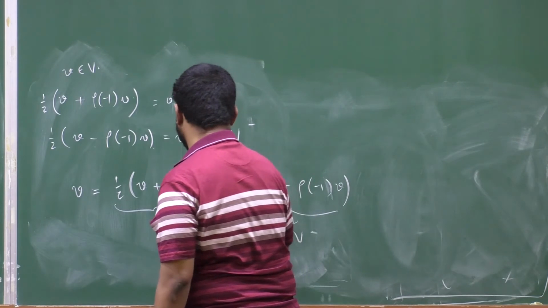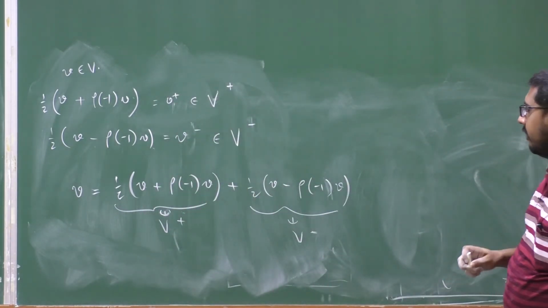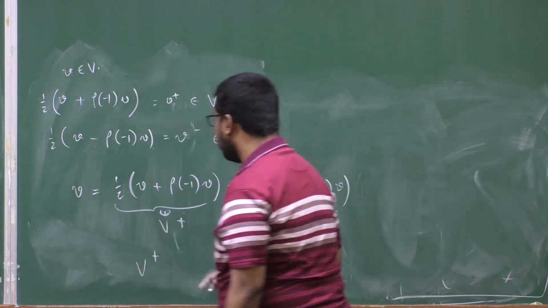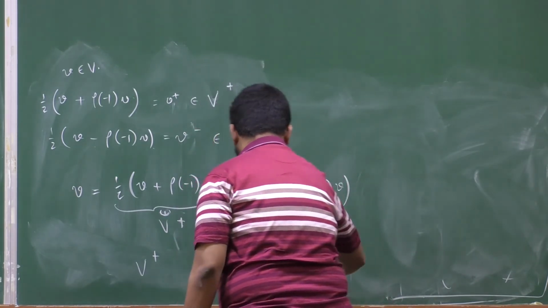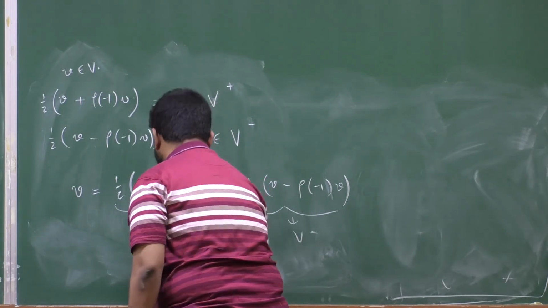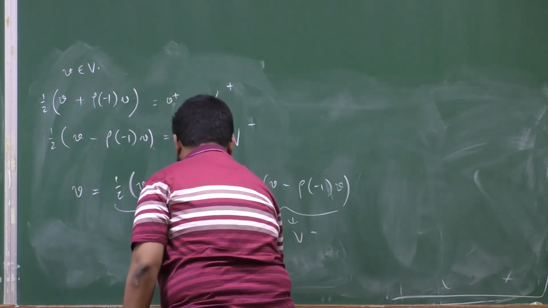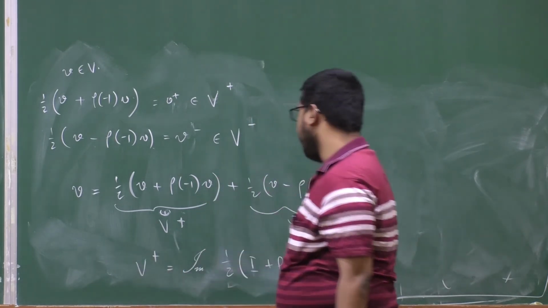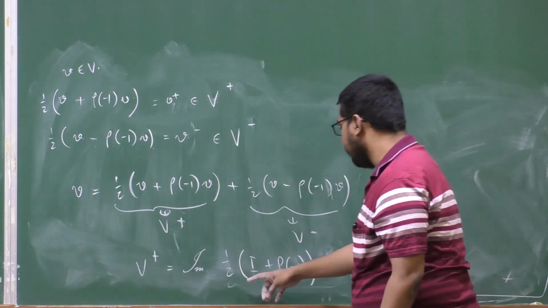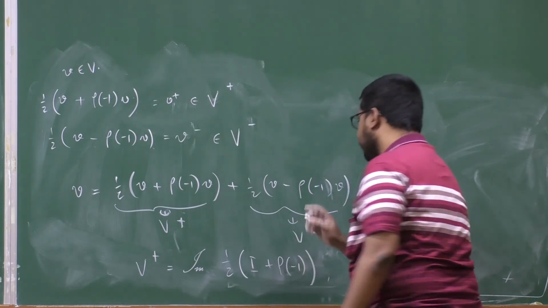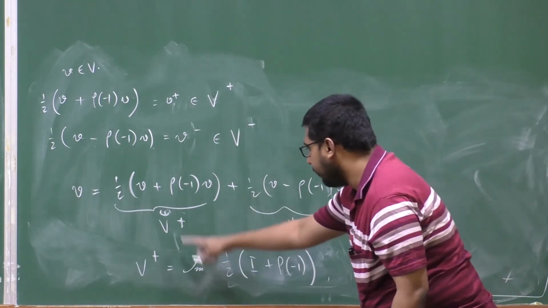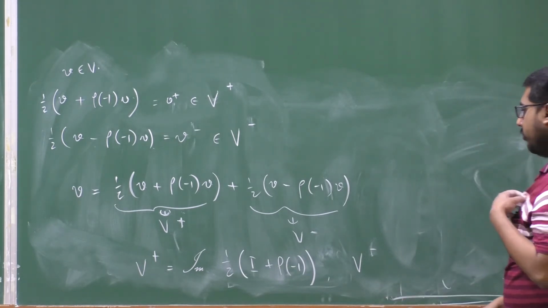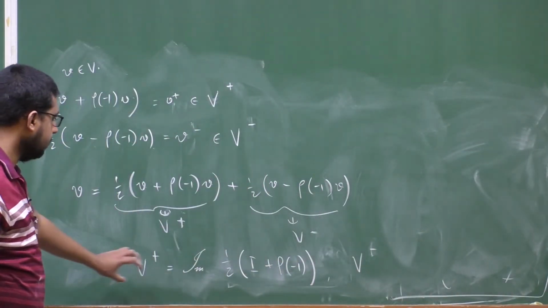The noteworthy point, which will be useful for us, is that V plus is the image of this operator, identity plus rho 1. Similarly for V minus. That is how you are obtaining them, and this is easy to see. So V plus is the image of this operator.